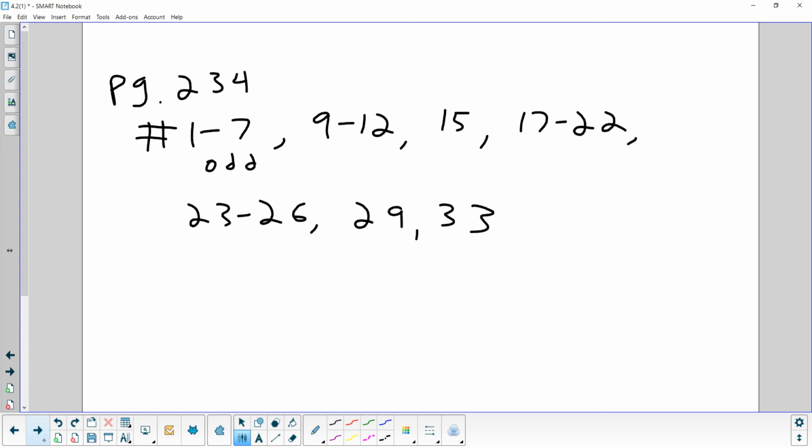All right, so that's the homework for tonight. Page 234. 1 through 7, odd. 9 to 12, 15, 17 to 22, 23 to 26, 29, and 33. They're not all sketching. I think some problems just say, like, find the horizontal asymptote, find the vertical asymptote. So they're not all sketching.